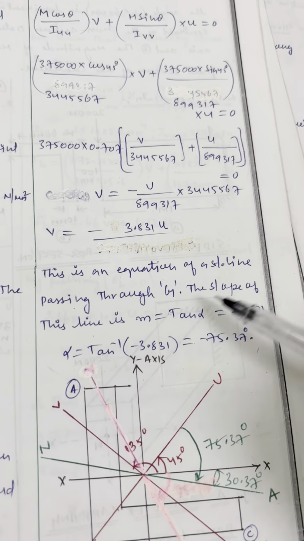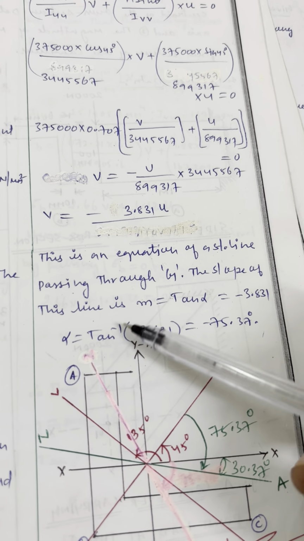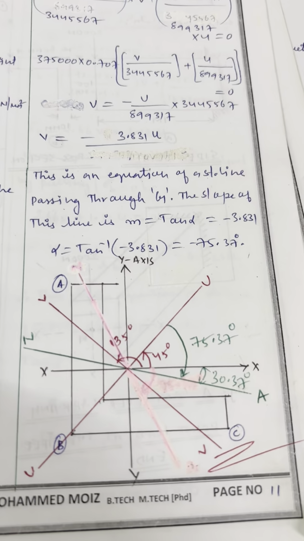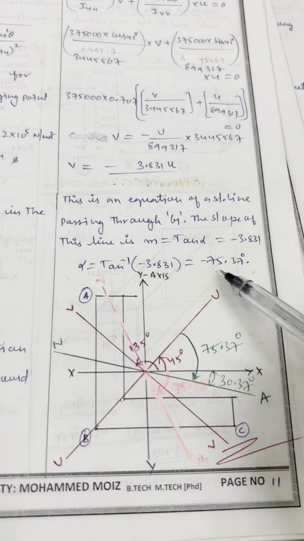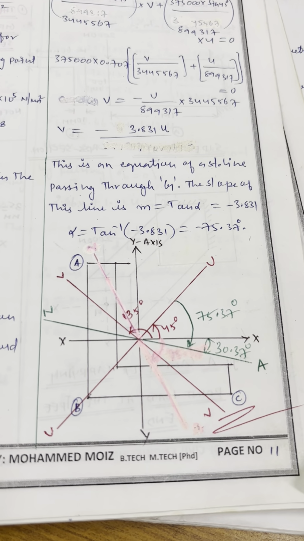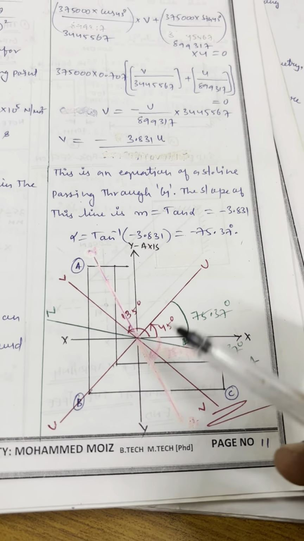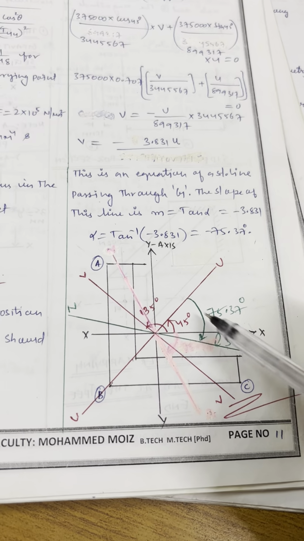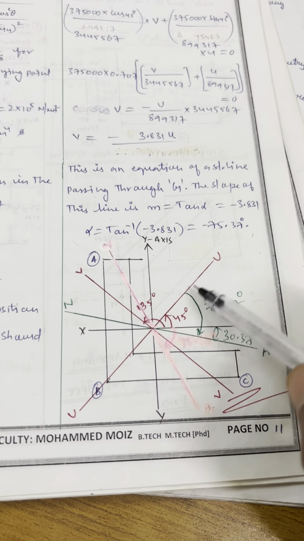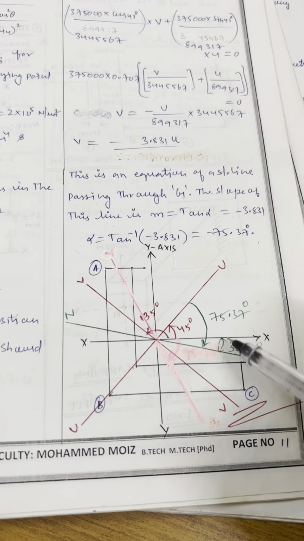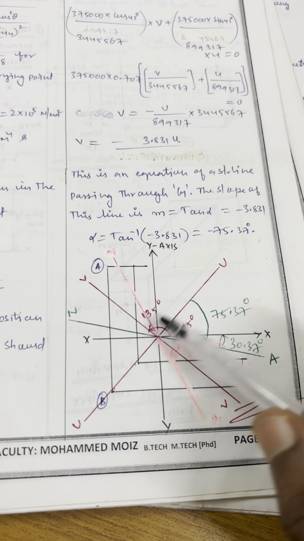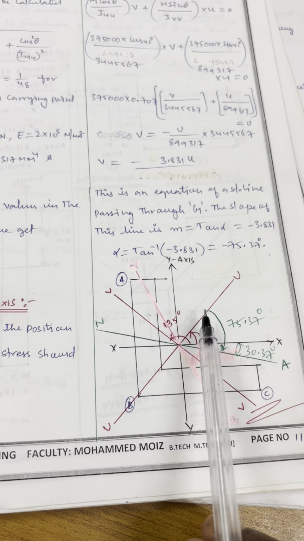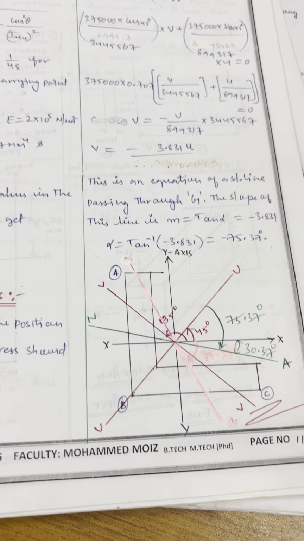So this is an equation of a straight line passing through G. The slope of this line is m equal to tan alpha, which is equal to minus 3.831. So alpha equal to tan inverse of this value, which is equal to minus 24.37 degrees. Minus means negative, so it should be in this quadrant, negative. So this is 75 degrees and this is 45 degrees, this is 135 and this is 75. This is the position of the neutral axis. This is the 75 degrees neutral axis position. Okay, thank you.